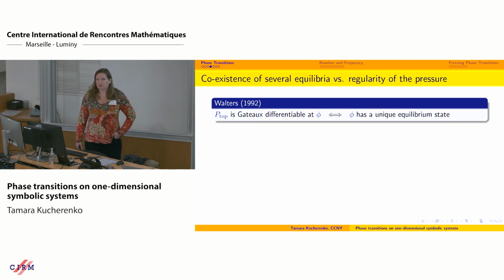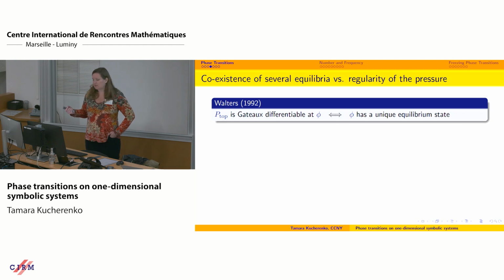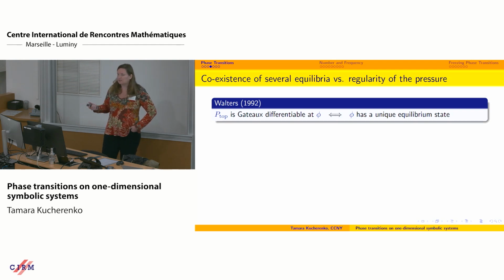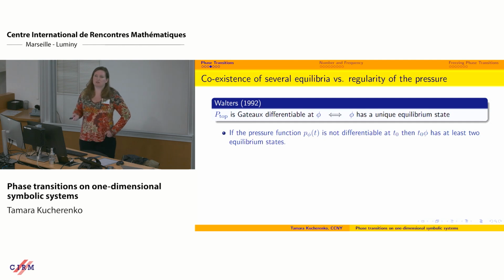This goes back to a classical result by Walters. He proved that if the topological pressure, as a functional over continuous potentials, is Gateaux differentiable at a potential phi, then phi has a unique equilibrium state. There are consequences from that for our pressure function. If my pressure function is not differentiable at t, this means that the pressure functional is not differentiable in the direction of my potential phi, and we get that the potential T naught phi has at least two equilibrium states.